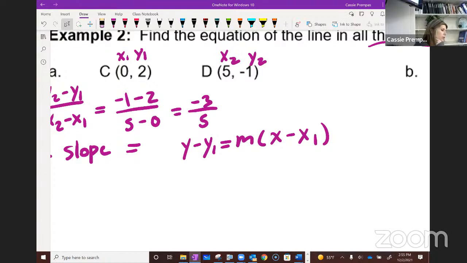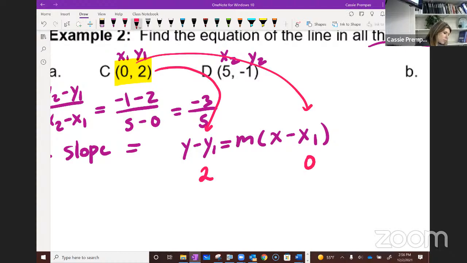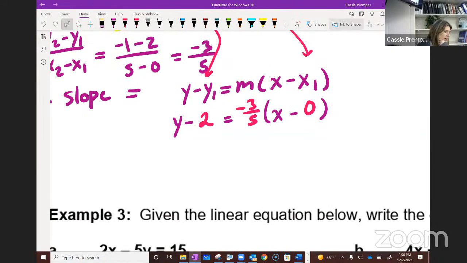Here's the thing. You can use the first point or you can use the second point because they are both points on your line. For consistency, I'll use the first point. So I'm going to plug in 2 for y1, 0 for x1. So I have 2, I have 0, and my slope is -3/5. And that would create y minus 2 equals -3/5 times x minus 0. That's point slope. I could go ahead and box that because that's one of the forms.